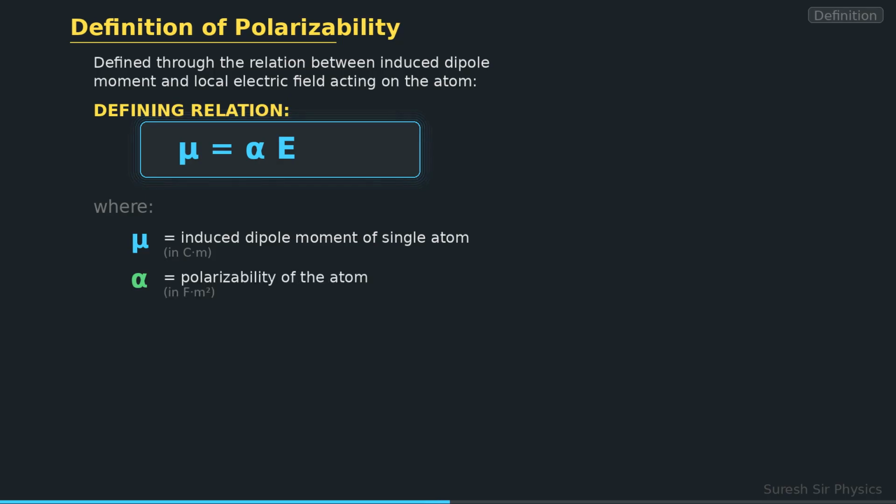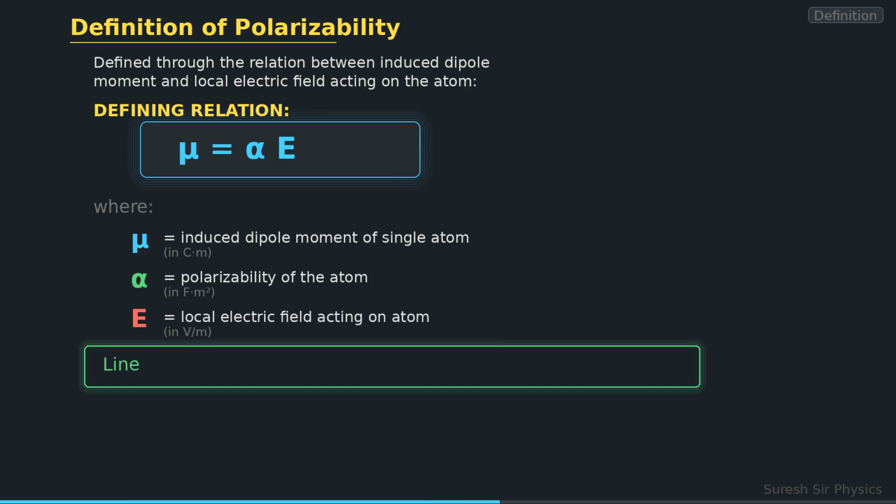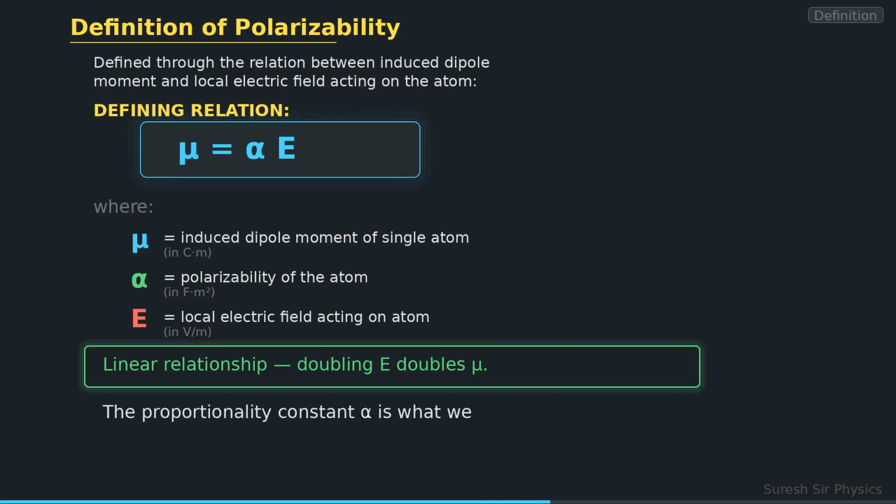That quantity is polarizability alpha. Definition of polarizability. Polarizability is defined through the relation between the induced dipole moment of a single atom and the local electric field acting on that atom. Defining relation mathematically: induced dipole moment mu is directly proportional to applied electric field E. Then mu equals alpha E, where alpha is the proportionality constant called the polarizability of the atom.